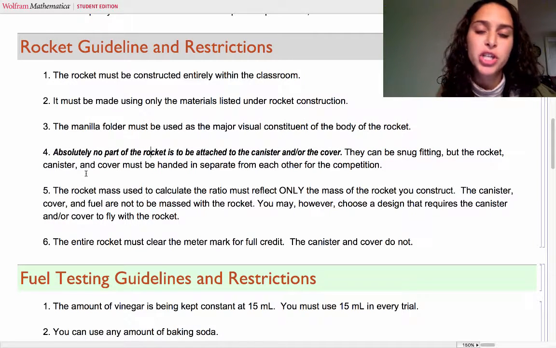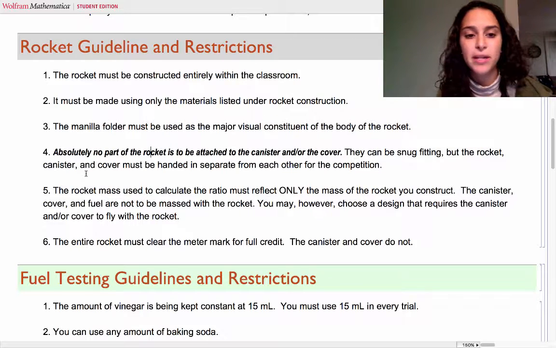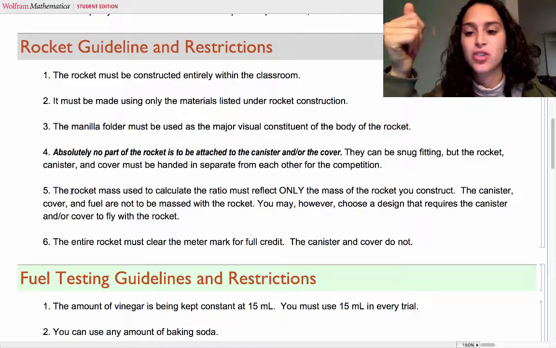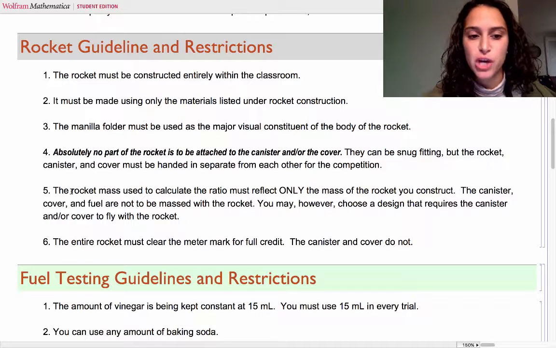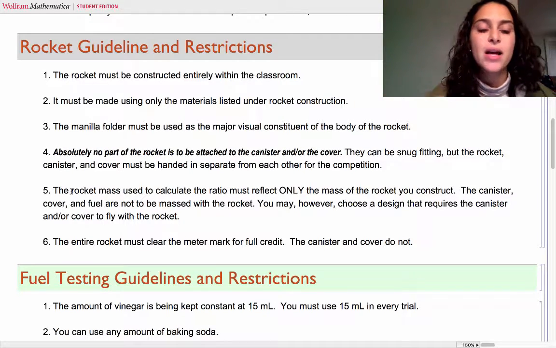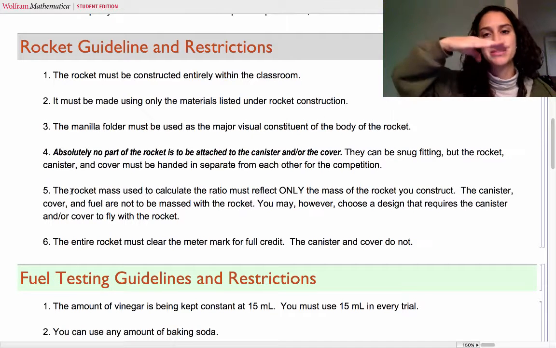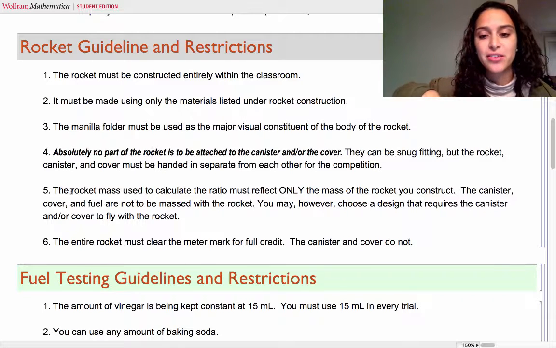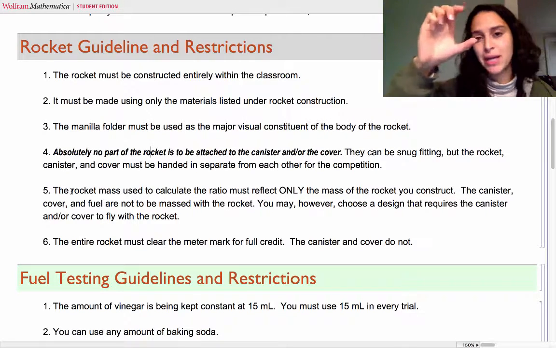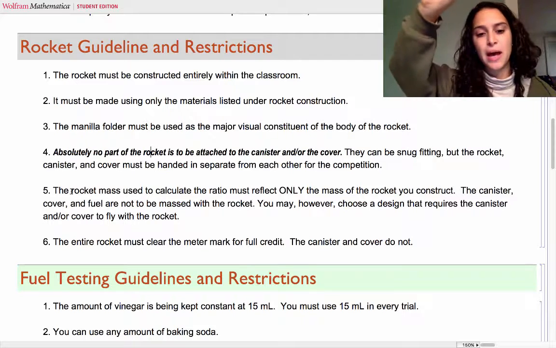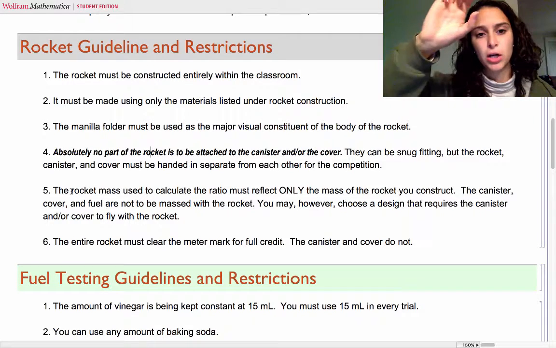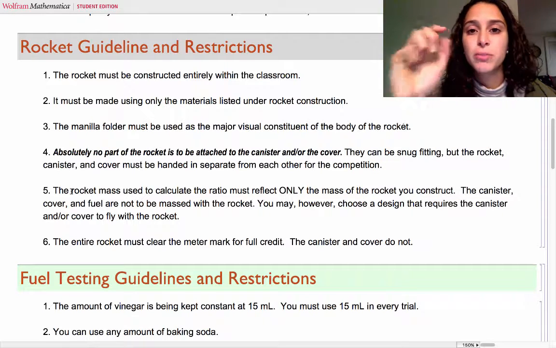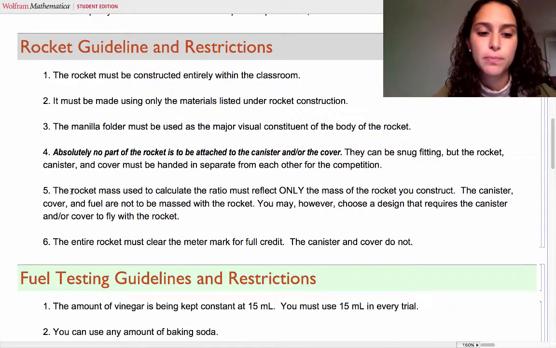So when you're doing your ratio of rocket mass to baking soda mass, it's only the physical rocket. It's not the canister that goes into this ratio. And then number 6, the whole rocket, the bottom of it has to go over the meter mark for full credit. I don't care about the canister and the cover, but the rocket that you make has to reach that meter mark. So those are the guidelines. Look them over for how to make your rocket and what you can and cannot do.